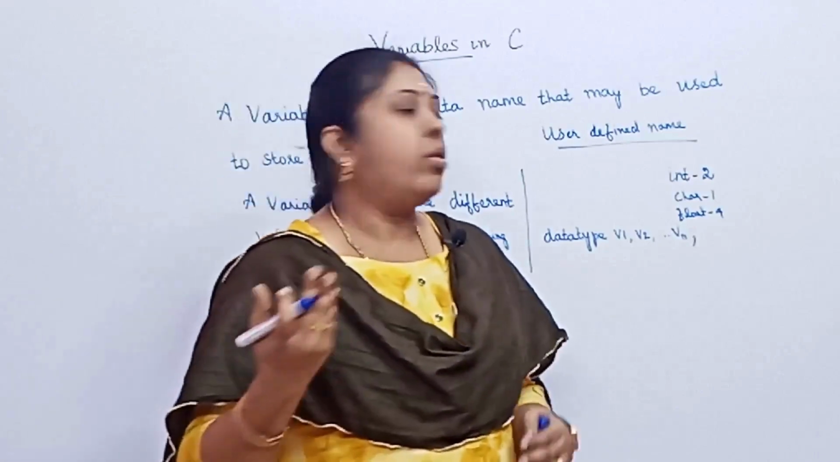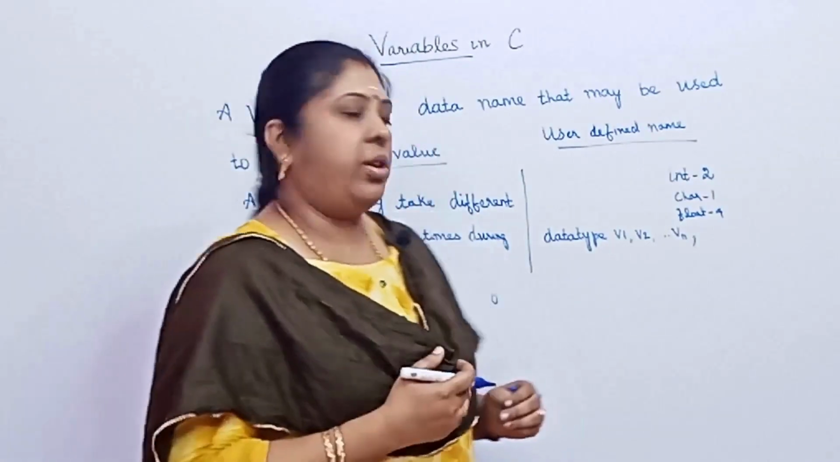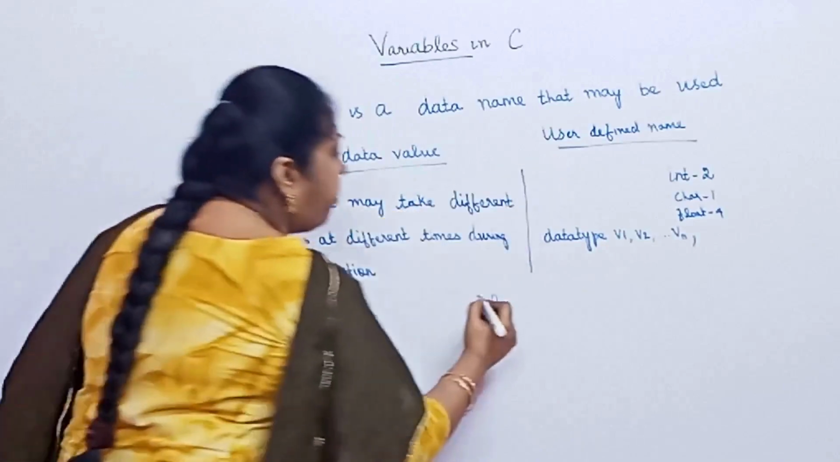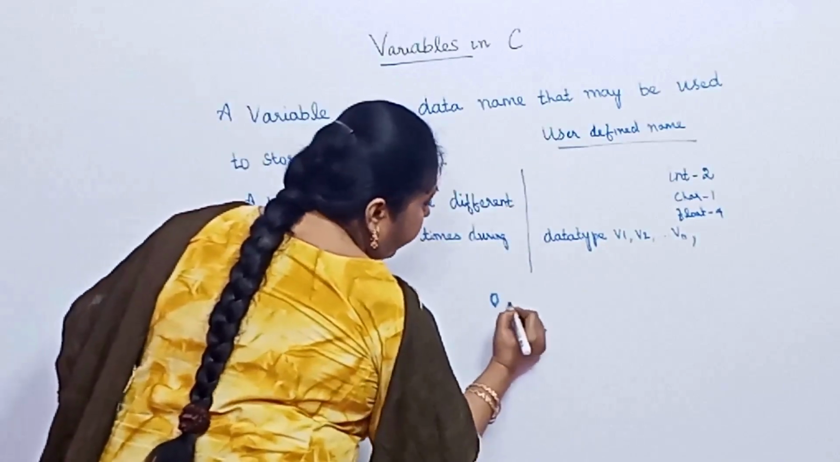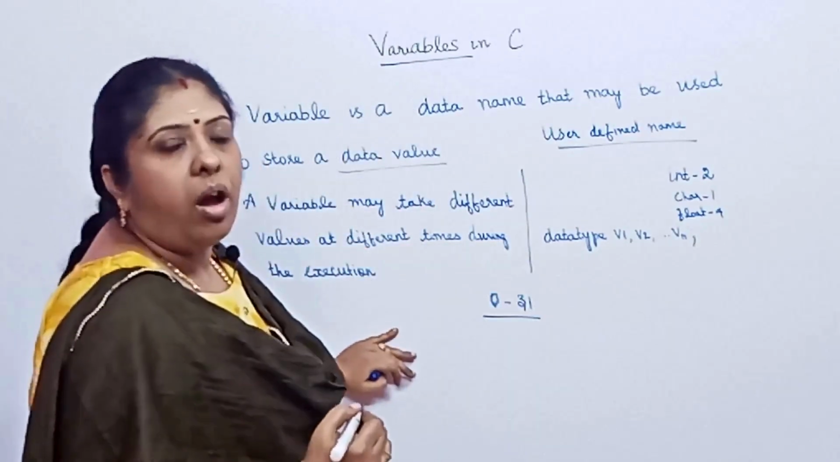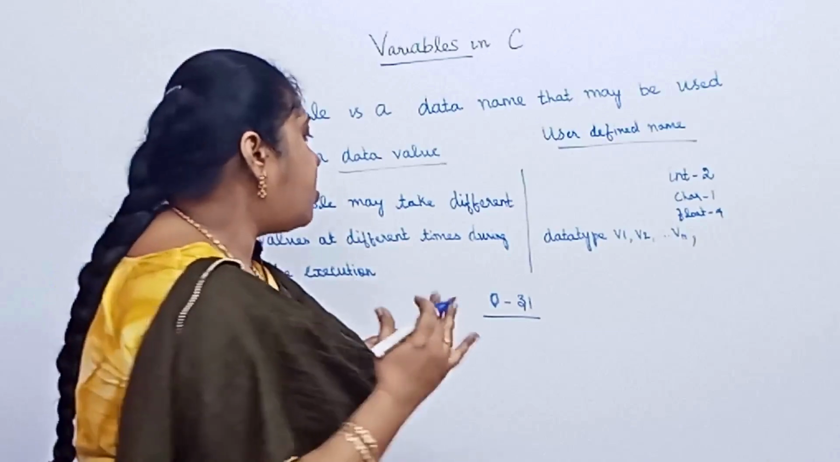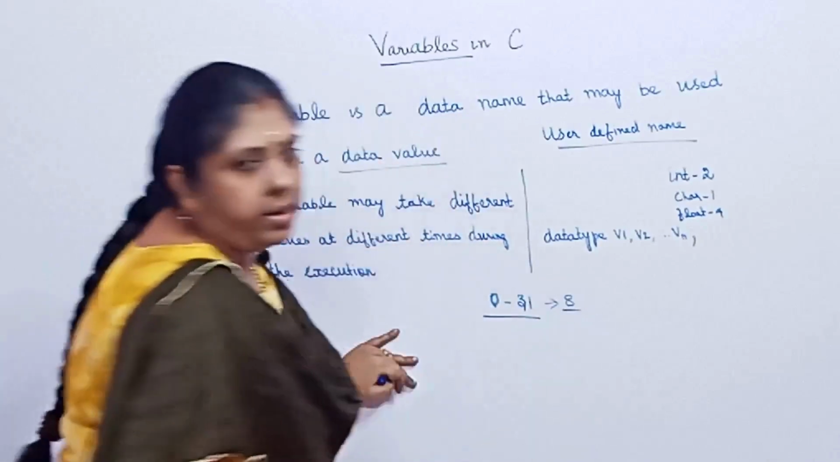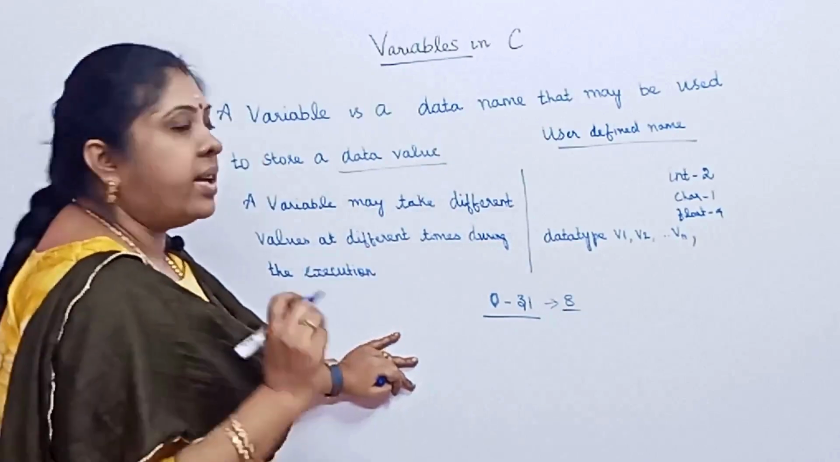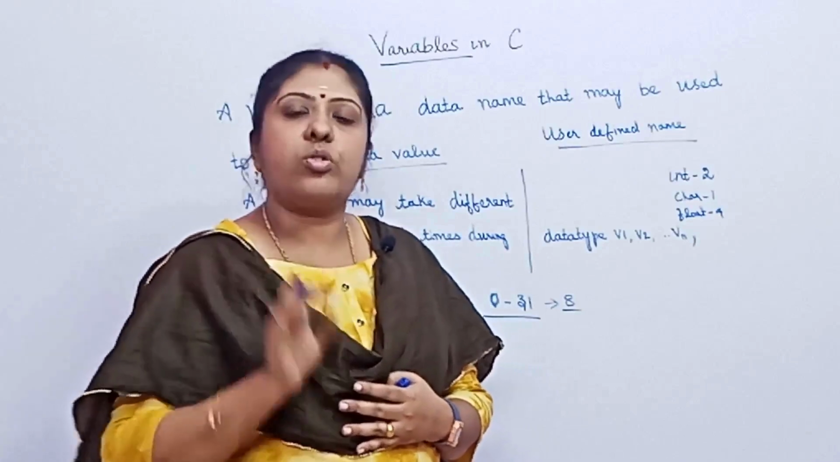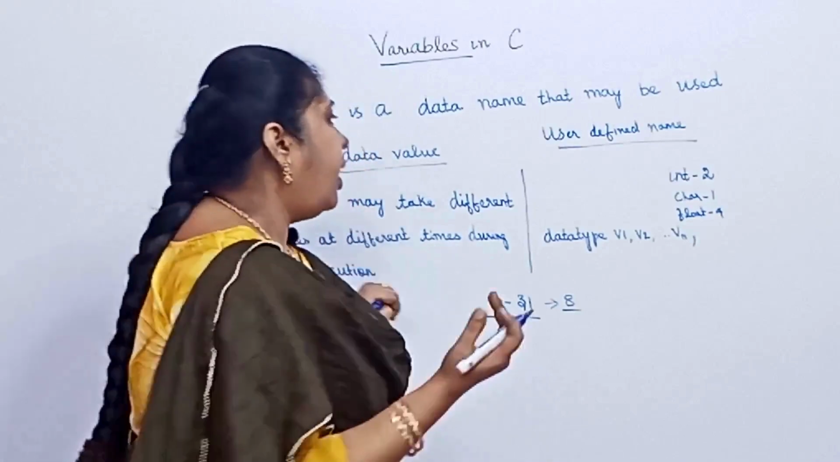Then what is the rule for framing a variable? It is a user-defined name. The compiler can recognize 0 to 31 characters. However, we should be more specific about the first 8 characters. It consists of characters, digits and an underscore only. No white spaces are allowed.